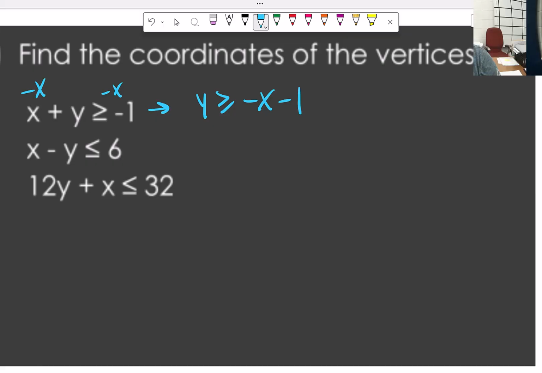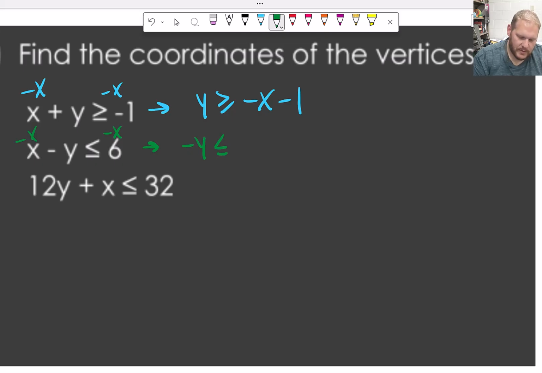My middle one in green, I'm going to start by subtracting x again, but that gives me negative y is less than or equal to negative x plus 6. And I have to have it as just y by itself, not negative y. So I'm also going to have to divide by -1 all the way through, which ends up giving me y is greater than or equal to x minus 6.